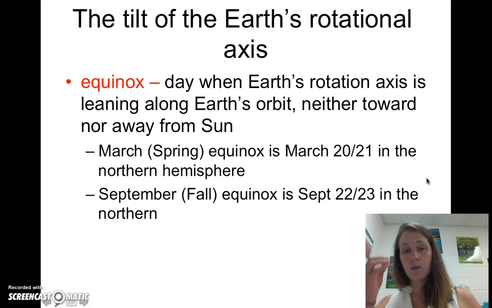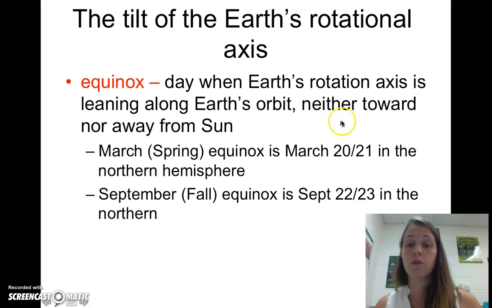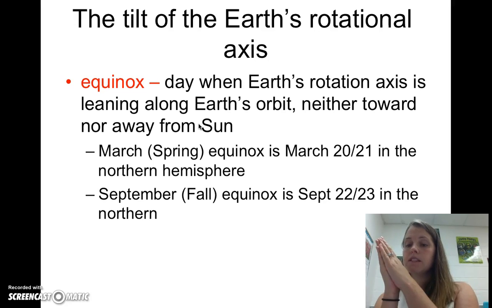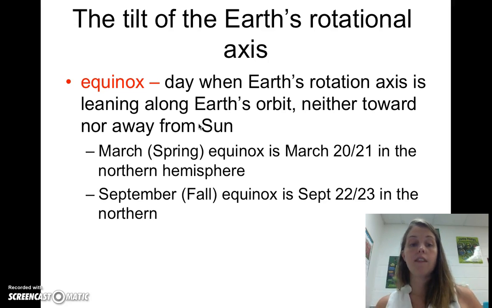So we also have equinoxes. This is the day when the Earth's rotation is leaning along Earth's orbit and is neither toward nor away from the sun. I don't want to say the rotational axis is still at the same place, but it means it's kind of in its middle. It's either in spring or fall. And the equinox is March 20th or 21st. Essentially, that's the midline, so it's not the shortest day, it's not the longest day, it's somewhere in the middle.